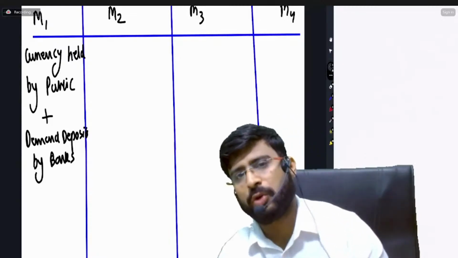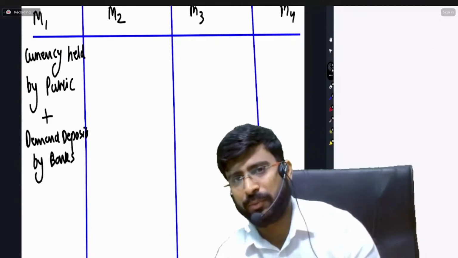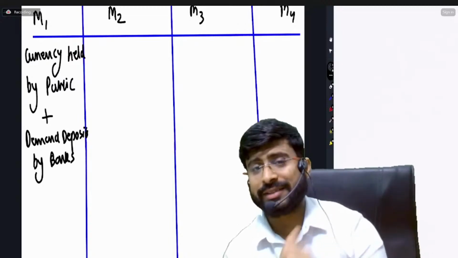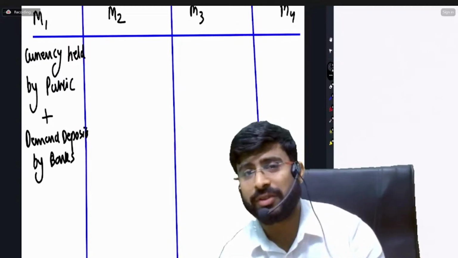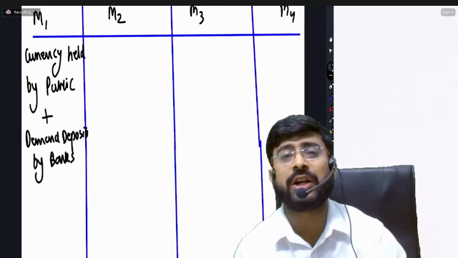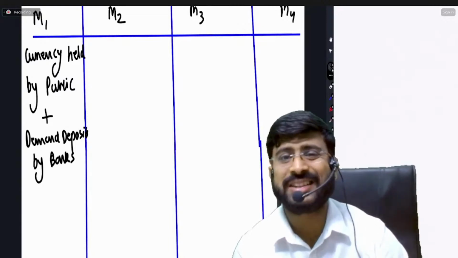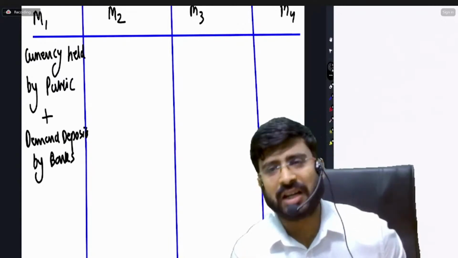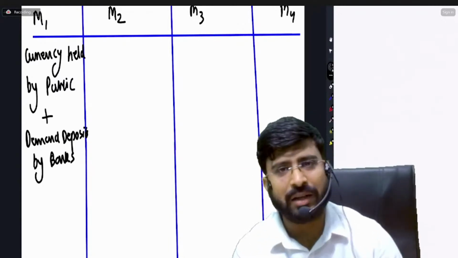So there are two demand deposits you see. One is the current account, other is called savings accounts. That's why I also call it CASA deposits. Why is it called CASA deposits?